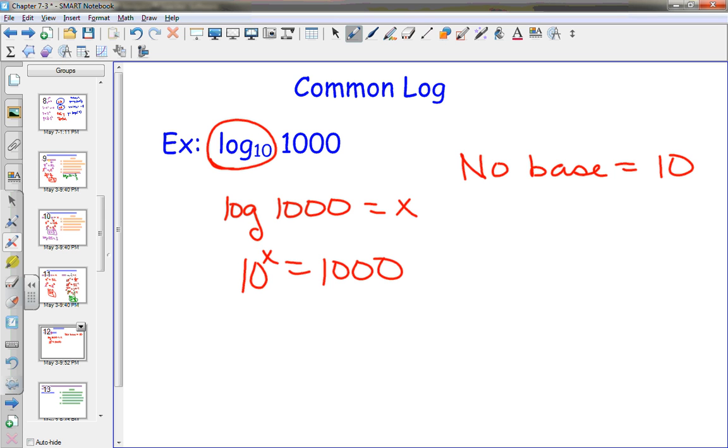Is 10 a prime number? No. No, but what are the factors of 10? 5 and 2. Are those prime numbers? Yes. 2 and 5 are both prime numbers, so can I do anything with that?